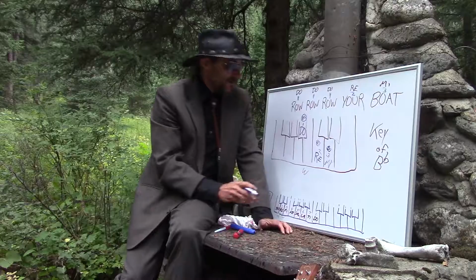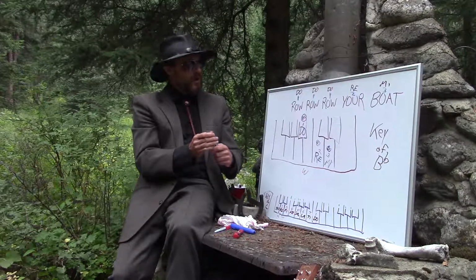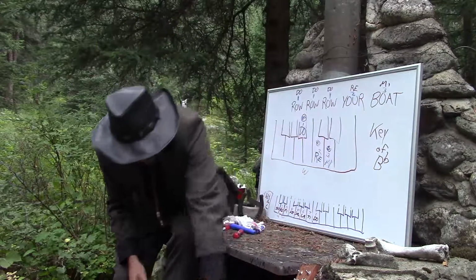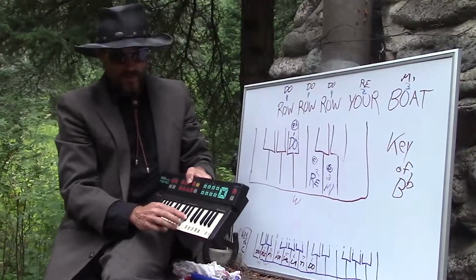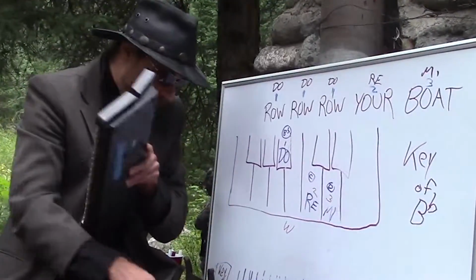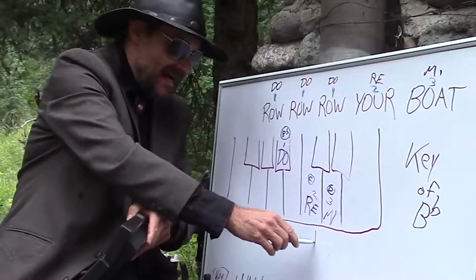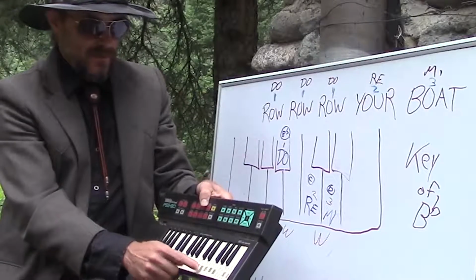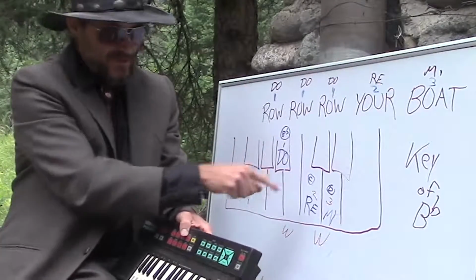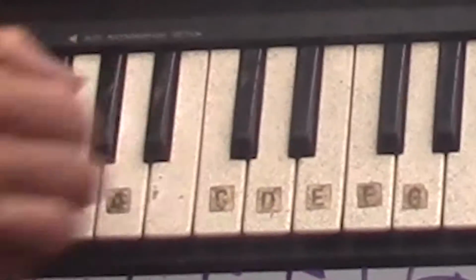So, if you're wanting to play and sing Row, Row, Row Your Boat in the key of B flat, you got to start yourself out on a B flat and go a whole step up from Do to Re and a whole step up from Re to Mi. And there you go. You got a B flat, you got a C, and a D that are all whole steps apart, and it sounds right.